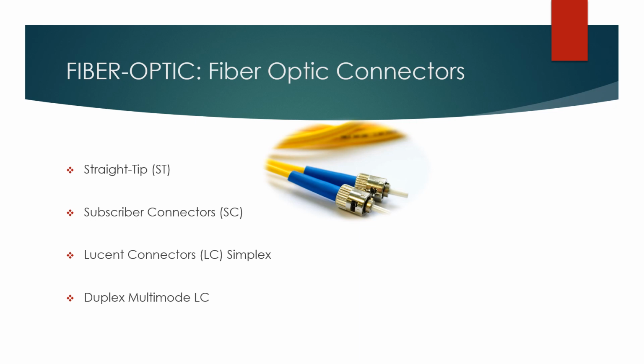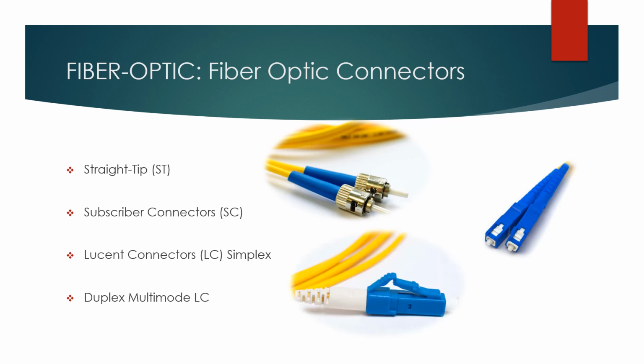connector that was one of the first to be used, and it locks securely with a twist-on or twist-off bayonet-style mechanism. The second one is the subscriber connector, sometimes referred to as a square connector or standard connector. They are widely adopted in LAN and WAN connections and use a push-pull mechanism to ensure positive insertion. This connector type is used with multi-mode and single-mode fiber.